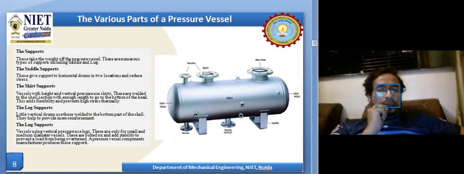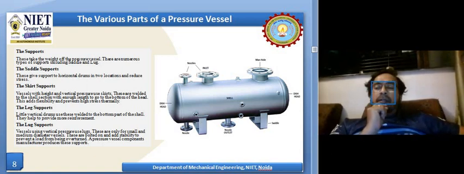Then there are various types of supports, such as the saddle support. As you can see at the bottom of the pressure vessel, this is a saddle support. There is a skirt support, which is mostly used in vertical long columns. Leg support and lug support are used for a pressure vessel which is standing on the ground or supported in between the two floors.